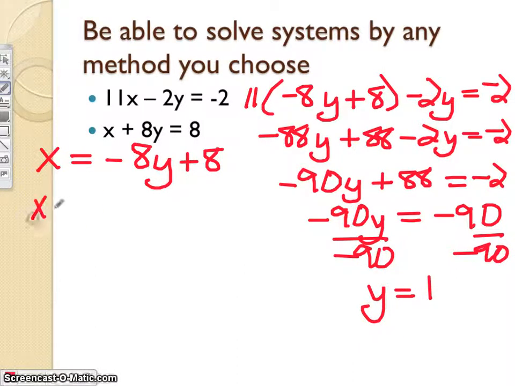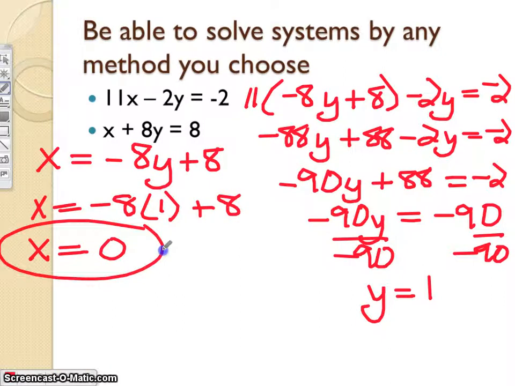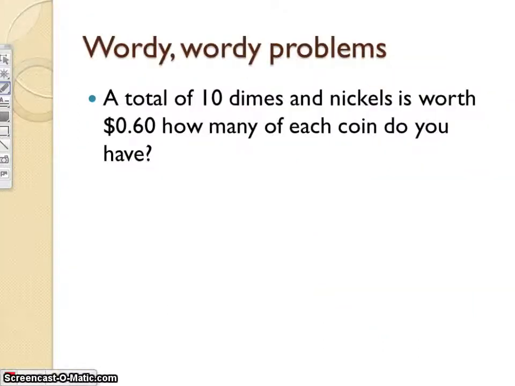Substitute that back in over here and now we can determine what x is equal to. X is equal to negative 8 plus 8 is 0. X is equal to 0, y is equal to 1. All right, if given a word problem, be able to solve it. A total of 10 dimes and nickels is worth 60 cents. How many coins of each do you have?